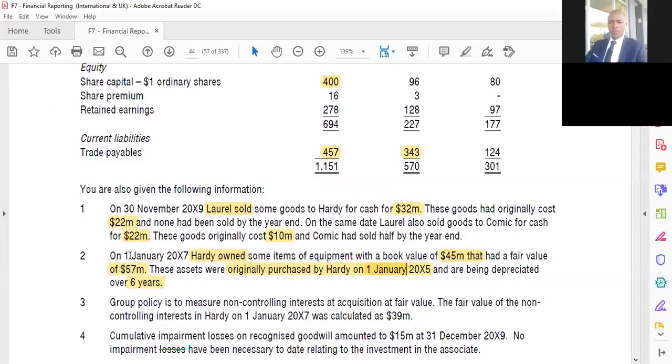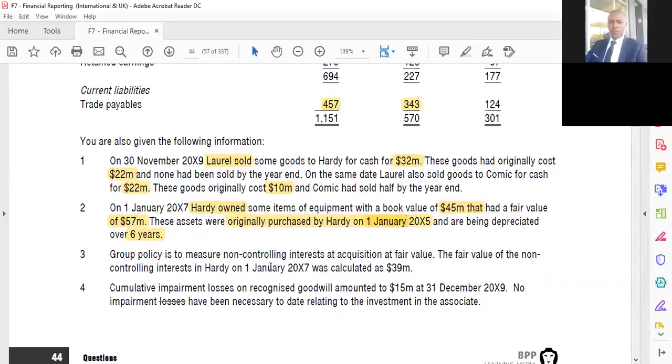We have NCI. We've been told group policy is to measure non-controlling interests at fair value at acquisition. The fair value of the non-controlling interest in Hardy on 1st January 2027 was calculated as 39,000. They've worked out the NCI for you, the fair value. So just pick this figure and add it to goodwill.